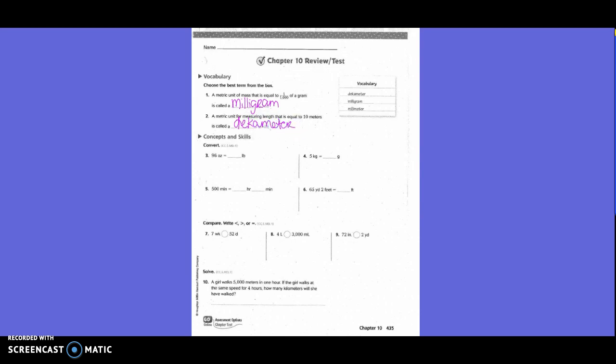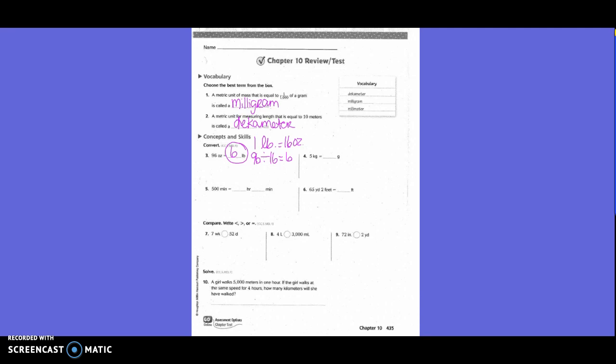Concepts and skills, convert. 96 ounces equals how many pounds? When we're doing this, we always need to remember to use our conversions first and then start working out the problem. I know 1 pound equals 16 ounces. Then I'm going to take 96 divided by 16 because I'm going from a smaller unit to a larger unit. So I divide, and that equals 6. So 96 ounces equals 6 pounds.